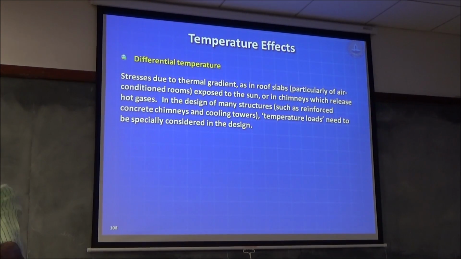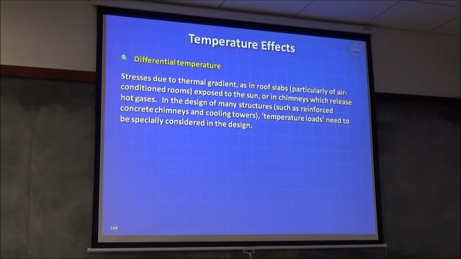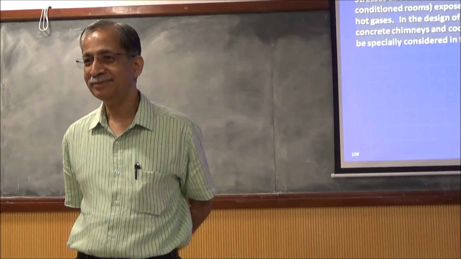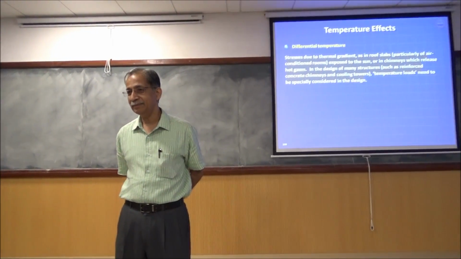Okay, here's a question. In a chimney, you've got a hot gas inside, you've got a thermal gradient. Where will you put your steel? Inside, close to the inner circumference, or close to the outer circumference? Outer circumference. Why?